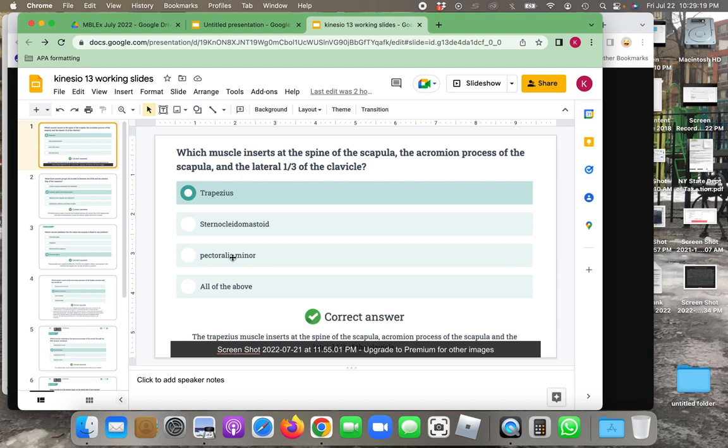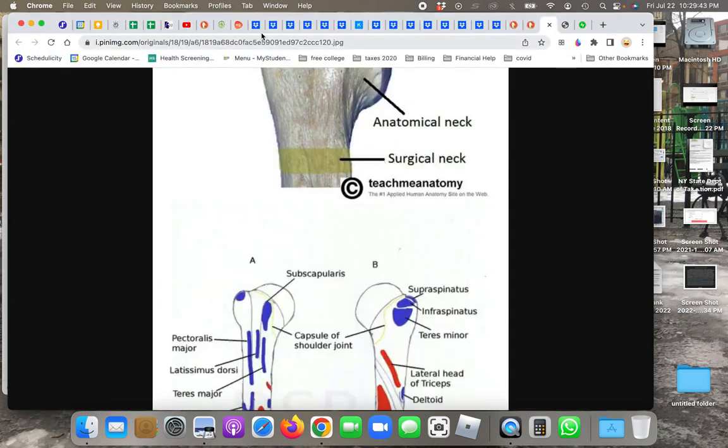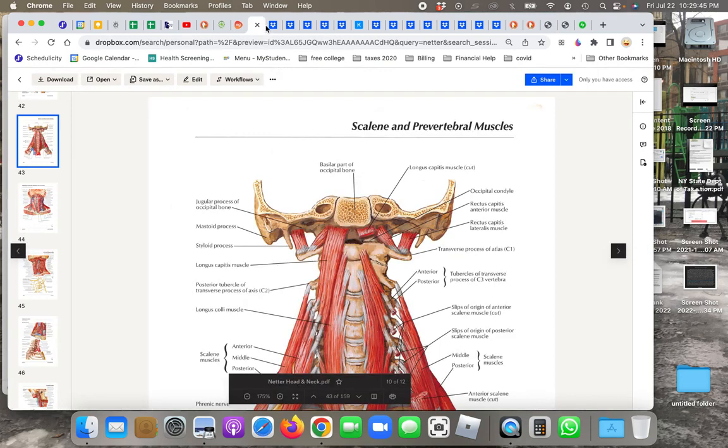Pectoralis minor, which attaches to ribs like 3, 4, and 5, and then attaches to part of the scapula, or all of the above. So it cannot be all of the above, because the pectoralis minor does not attach to the spine of the scapula, which is on the back of the scapula. Okay, let's take a look at the anatomy for that.